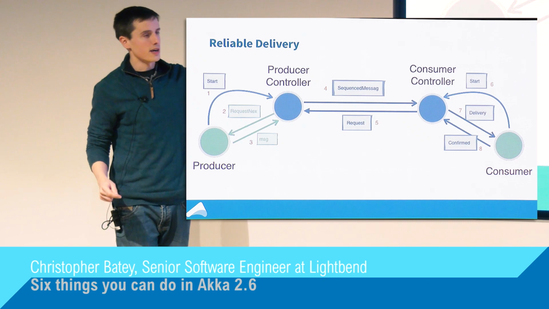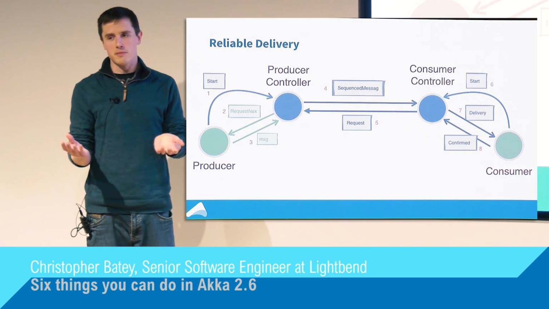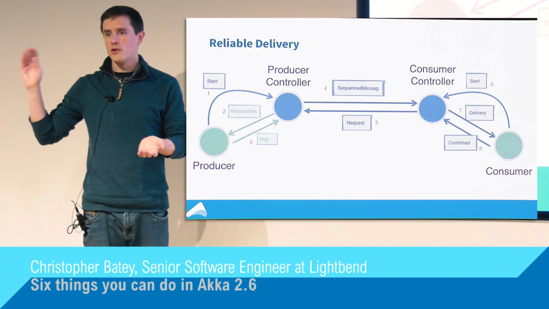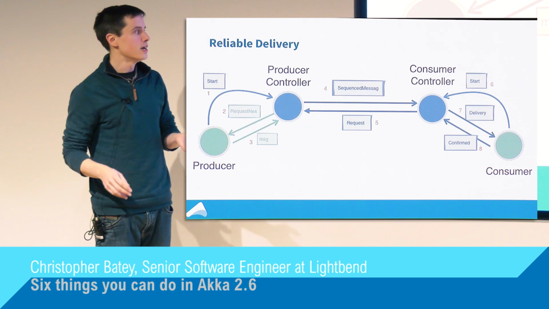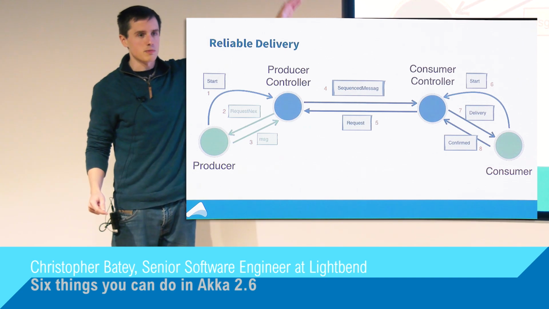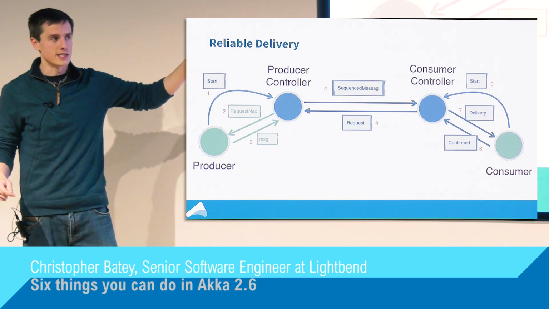So as a producer, really all I want to do is to know when I'm allowed to send a message. I could just send a message, that could be fine, but I might overload or it might get dropped in network buffers, etc. So the way reliable delivery works in Akka 2.6 is you're actually explicitly told you can send the message now, and you get this request next message, and then you can send it.